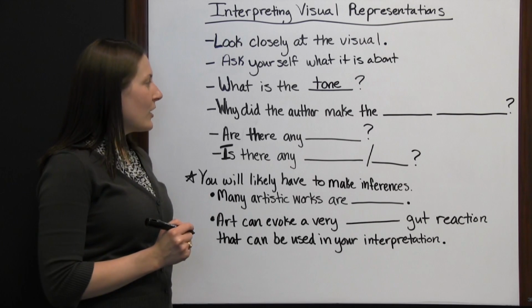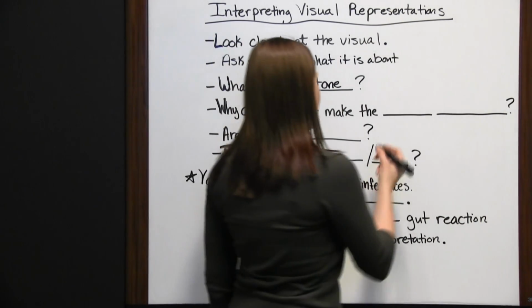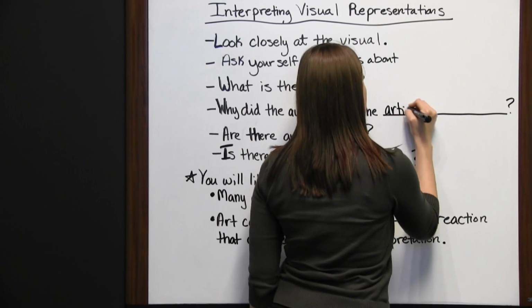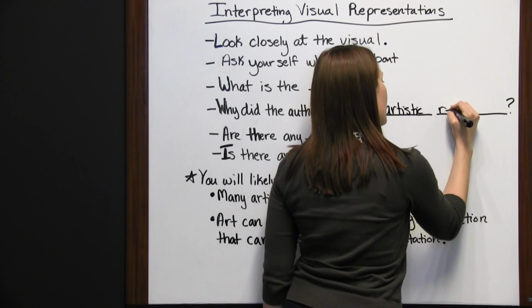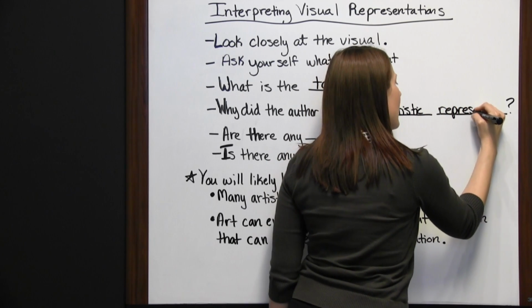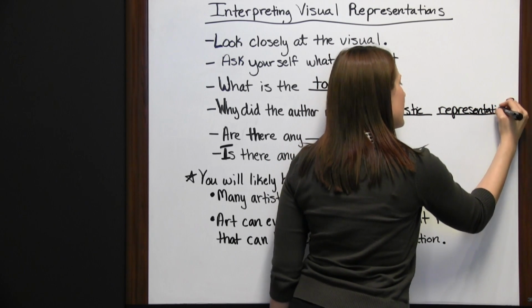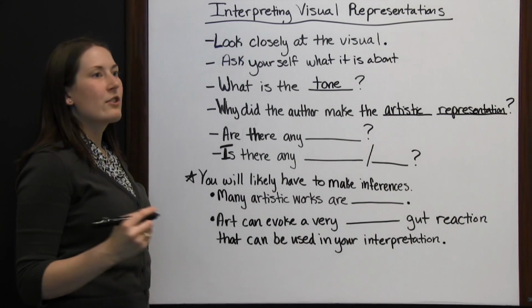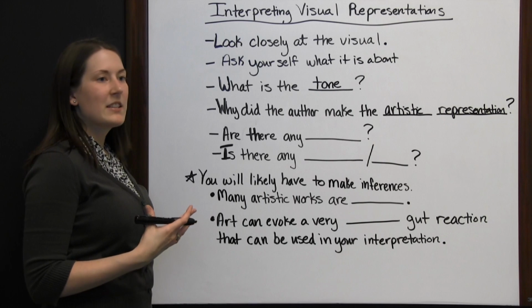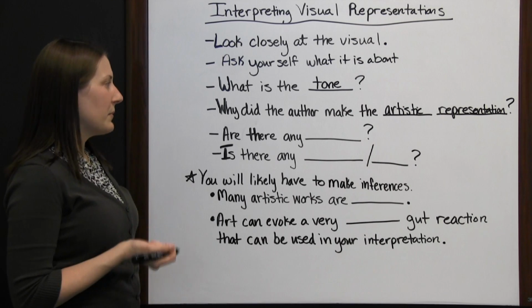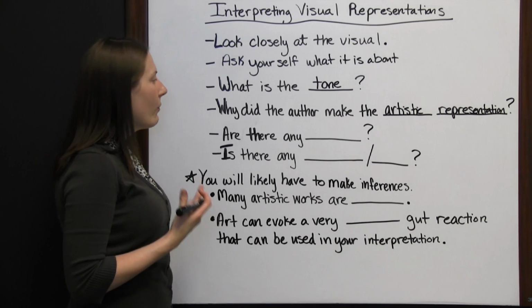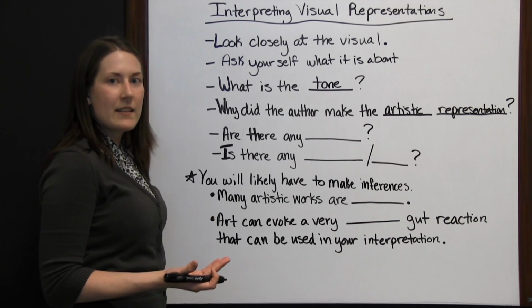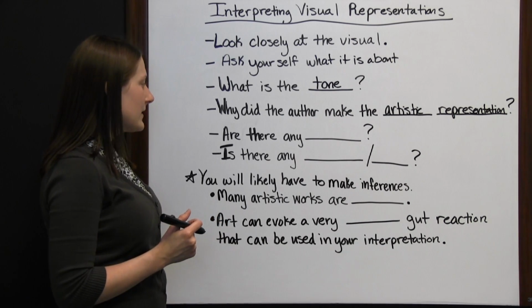You can also ask yourself, why did the author make the artistic representation? Was the author trying to support what they were already saying? Were they trying to make you think about something further? Were they trying to just throw you for a loop by putting something in there that didn't have anything to do with what they were writing? What was their purpose in making this artistic representation in the first place?